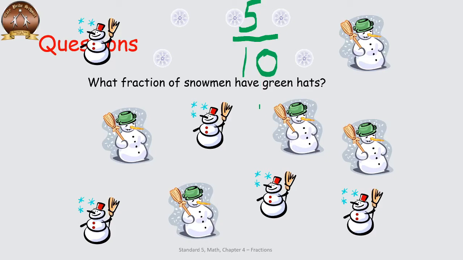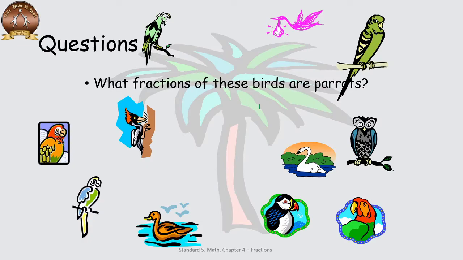There is another interesting question that you can see. What fraction of these birds are parrots? So if you count how many birds are there, 1, 2, 3, 4, 5, 6, 7, 8, 9, and 10. So we write it as the denominator. 10 birds are the total number of birds, that is the denominator.